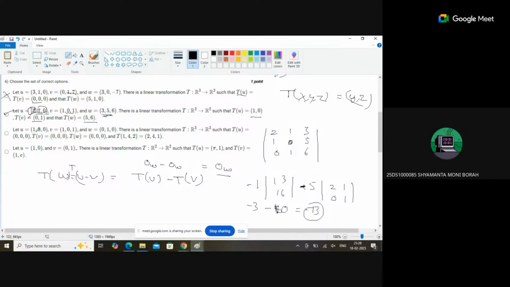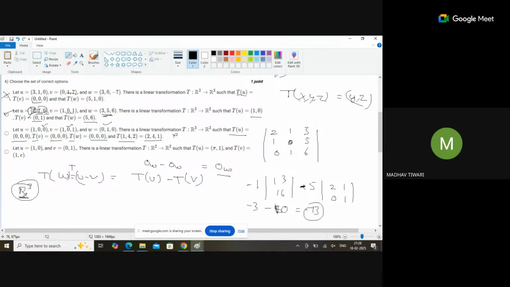In the next one, we are given three vectors and all are linearly independent, same thing. It is saying the transformation of U is the zero vector, the transformation of V is also the zero vector, and the transformation of W is also the zero vector. Then it is saying the transformation of (1, 4, 2) is (2, 4, 1). So this is wrong. Every transformation is zero then, because it is having three independent directions, and three independent directions are enough to span the complete R3 space.